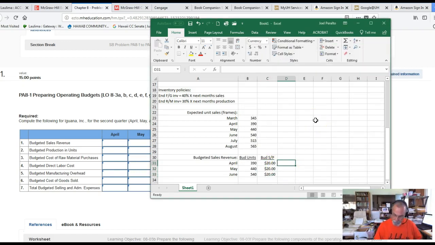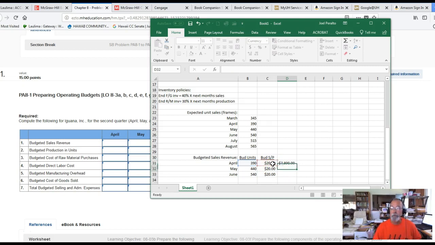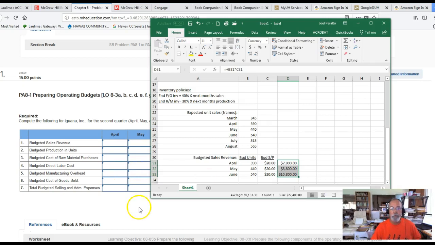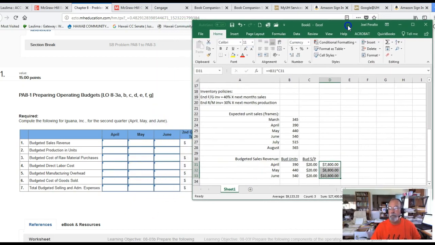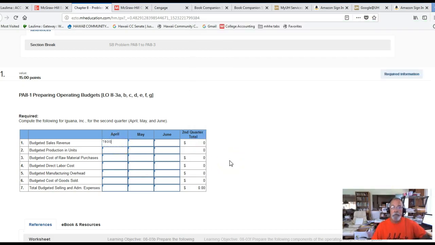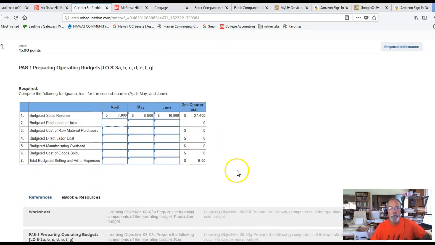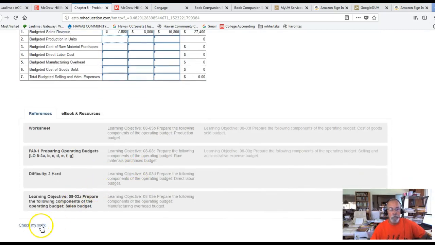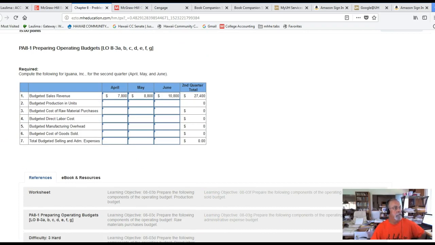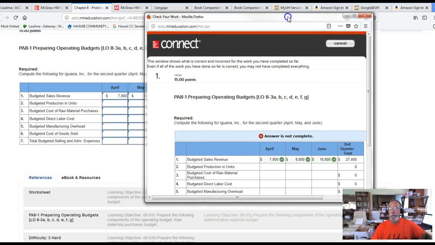Okay, and so we would take units times selling price, and those would be our budgeted sales: 78, 80, 88, and 10.8. And as we normally do, let's check it, make sure we're okay there, and we're okay there.